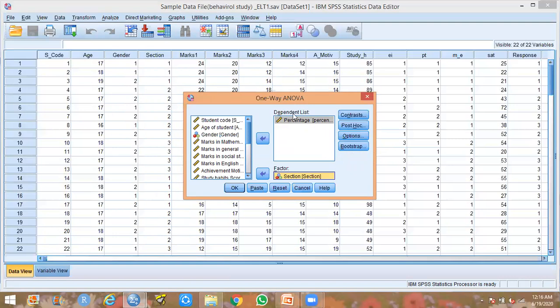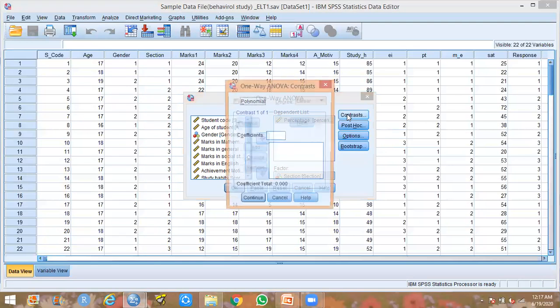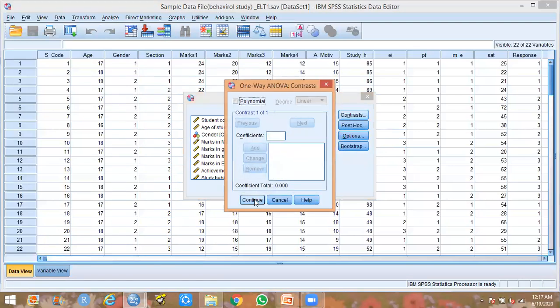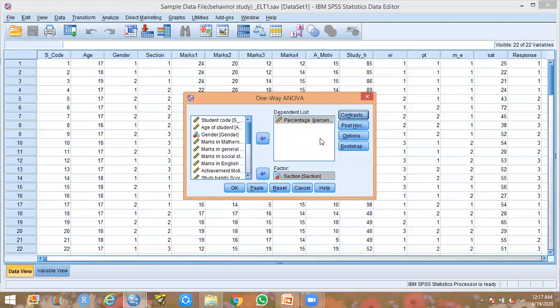Now the dependent list: the variable is percentage and the factor is your section, your group. Now contrasts. No need to do anything here, just go as it is. I'm not concentrating on that now.